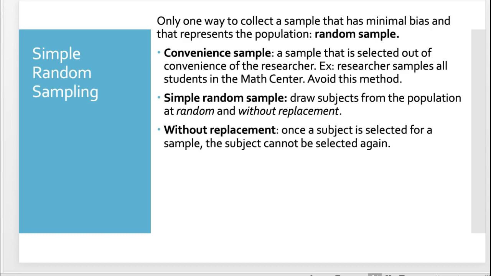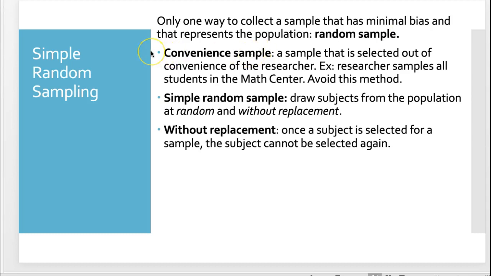So as far as eliminating bias, we're going to talk about simple random sampling. There's only one way to collect a sample that has minimal bias and represents the population, and this is a random sample. We've seen this before with participants in a study: we randomly assign them into control and placebo groups. Humans are terrible at predicting randomness, so we rely on coin tosses or computer software to help us out.